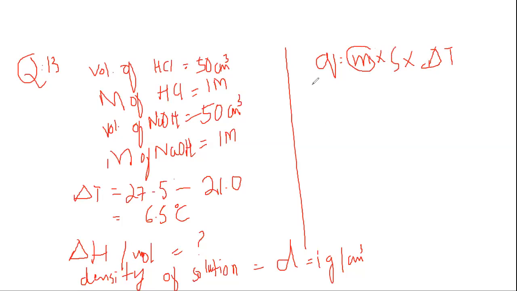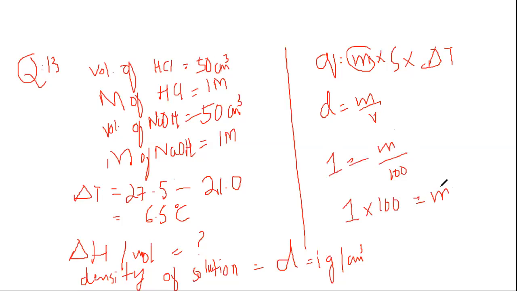Mass of solution can be calculated as density, as we know, is equal to mass per volume. Density is given, that is 1 gram per centimeter cube, and volume is 50 centimeter cube of NaOH and 50 centimeter cube of HCl. So the total is 100. We have to calculate the mass. This value is in a division, so on the other side of the equation it will be in a multiplication. So 1 multiplied by 100 will be equal to mass. So mass will be 100 gram.